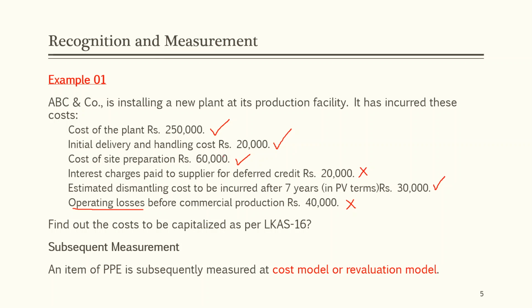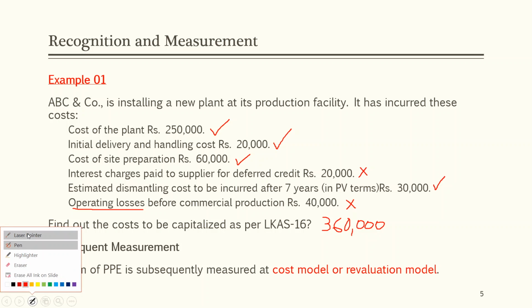So it is the sum of these values: 250,000 plus 20,000 plus 60,000 plus 30,000, the cost of dismantling. So the initial cost of this plant we need to identify should be rupees 360,000. So that is example number 1.